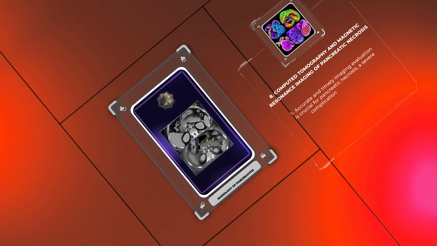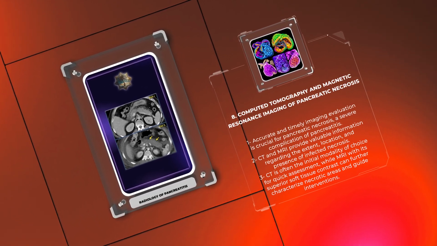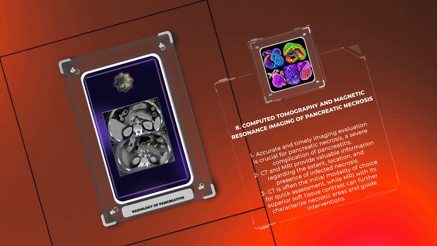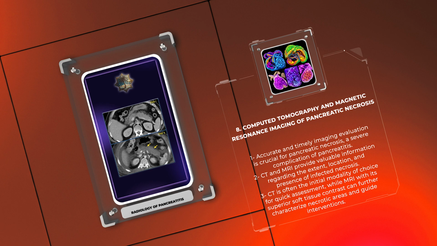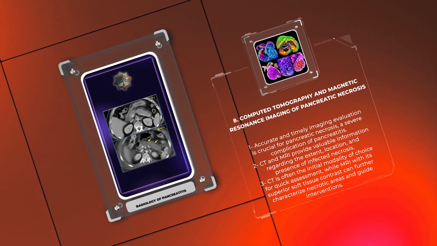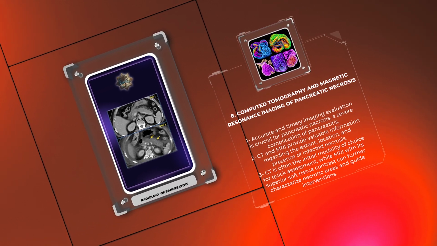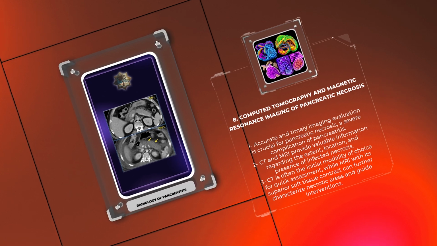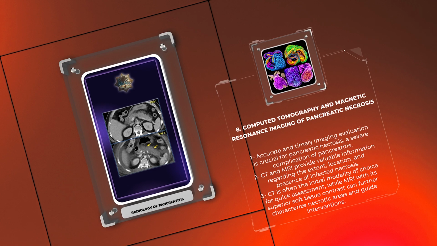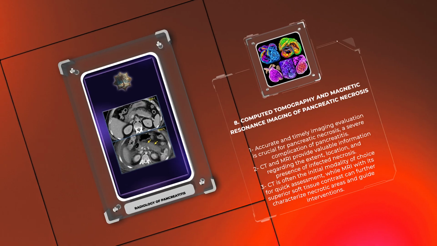Pancreatic necrosis, a severe complication of pancreatitis, requires accurate and timely imaging evaluation. Both CT and MRI can provide valuable information regarding the extent, location, and presence of infected necrosis, aiding in the appropriate management. CT is often the initial imaging modality of choice, allowing for quick assessment of necrosis, presence of gas bubbles, and complications such as abscesses. MRI, with its superior soft tissue contrast and multiplanar capabilities, can further characterize the necrotic areas, differentiate between sterile and infected necrosis, and guide interventions.